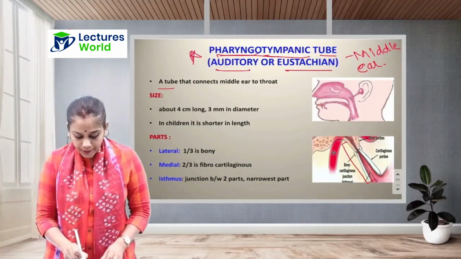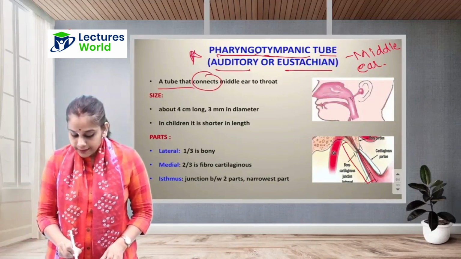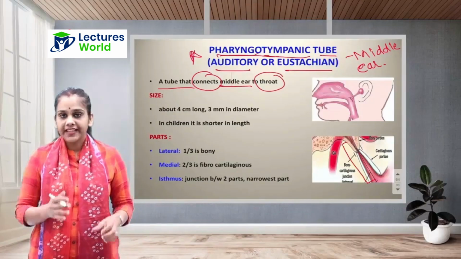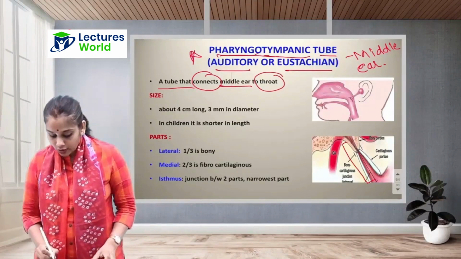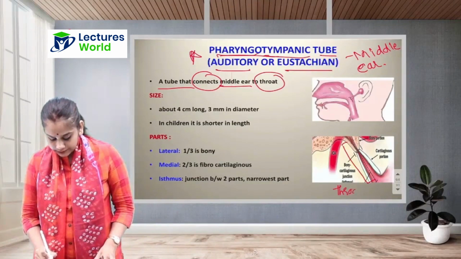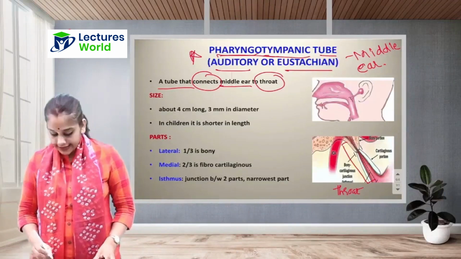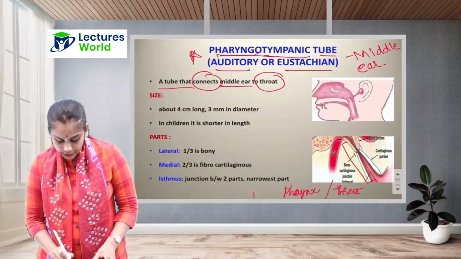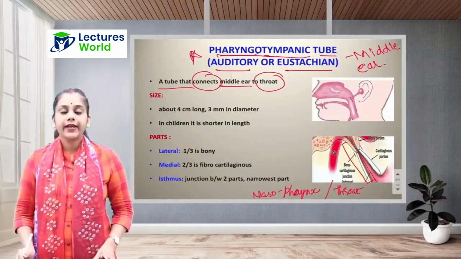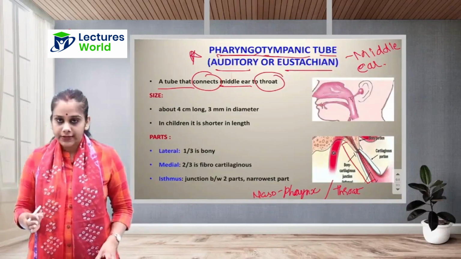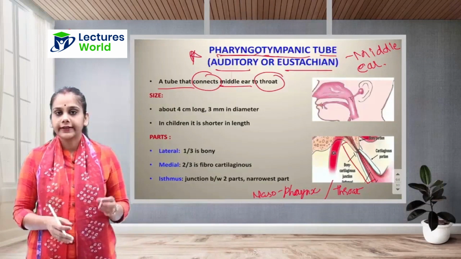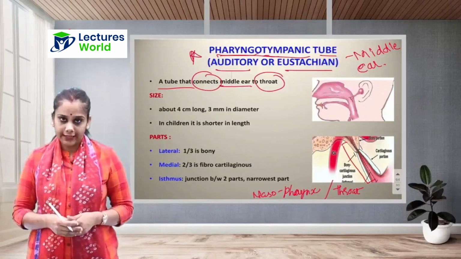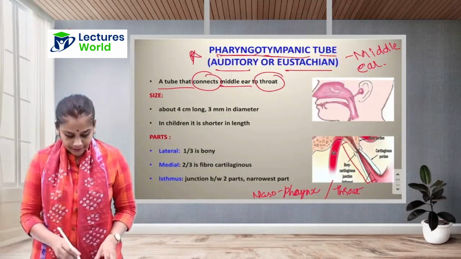It is a tube that connects the middle ear to the throat. So this is the tube that will connect to the throat, or to the pharynx, into the nasopharynx. This is a tube-like structure that connects the ear and the throat, and will open into the nasopharynx of the person.